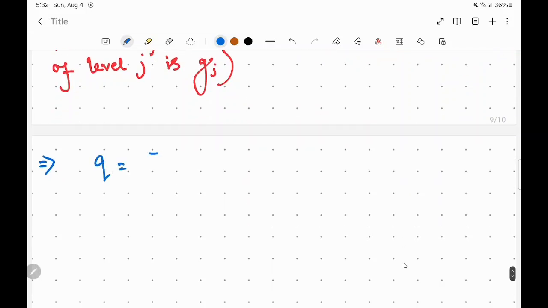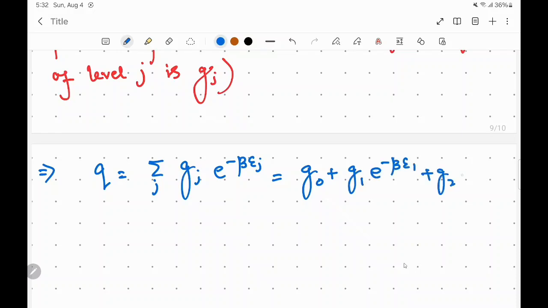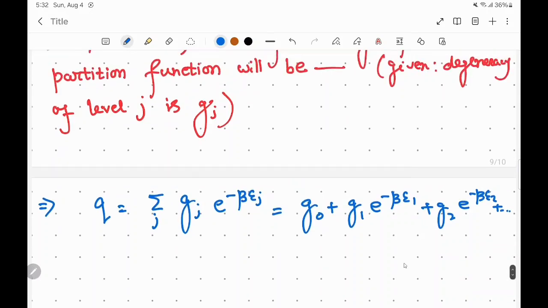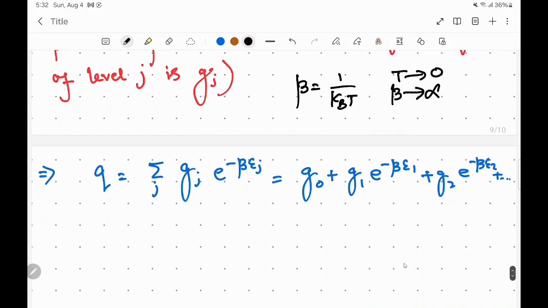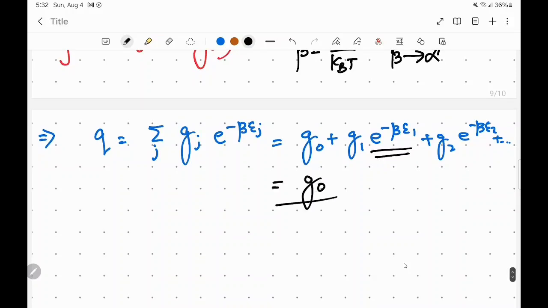That Q is sum over j of Gj e to the power minus beta Ej. So if you expand it, then it will be G0 plus G1 e to the power minus beta epsilon 1 plus G2 e to the power minus beta epsilon 2 and so on. So when T is 0, beta goes to infinity because beta is 1 by kBT. So if T tends to 0, beta tends to infinity, that means this term will be e to the power minus infinity. So it is 0. So each term will be 0, only G0 will be there. So G0 will be the answer.